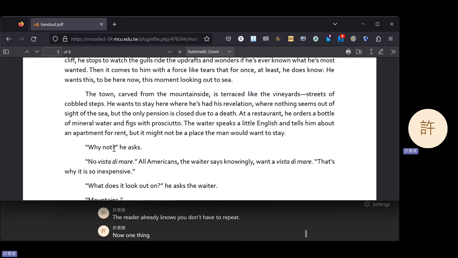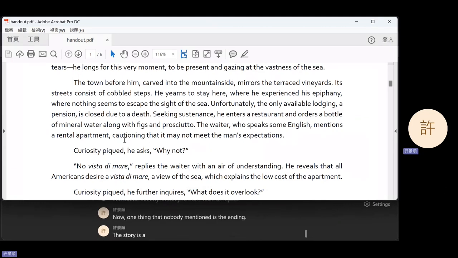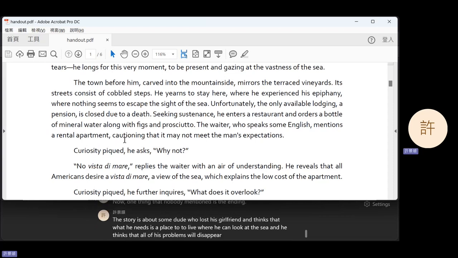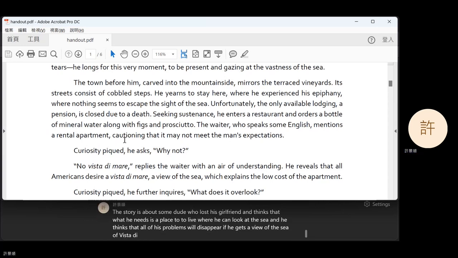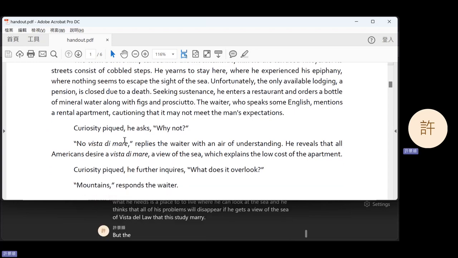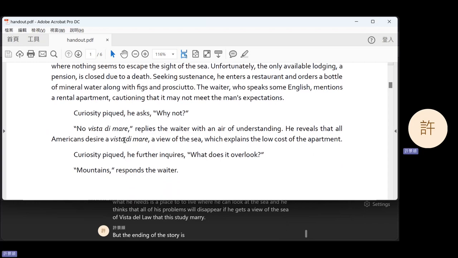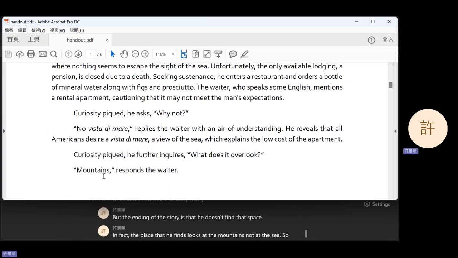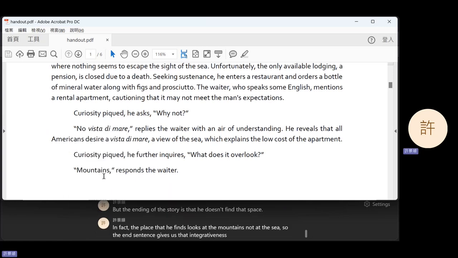Now, one thing that nobody mentioned is the ending. The story is about some dude who lost his girlfriend and thinks that what he needs is a place to live where he can look at the sea. And he thinks that all of his problems will disappear if he gets a view of the sea, a vista del mar, a vista di mare. But the ending of the story is that he doesn't find that place. In fact, the place that he finds looks at the mountains, not at the sea. So the end sentence gives us that information. It looks at the mountains.